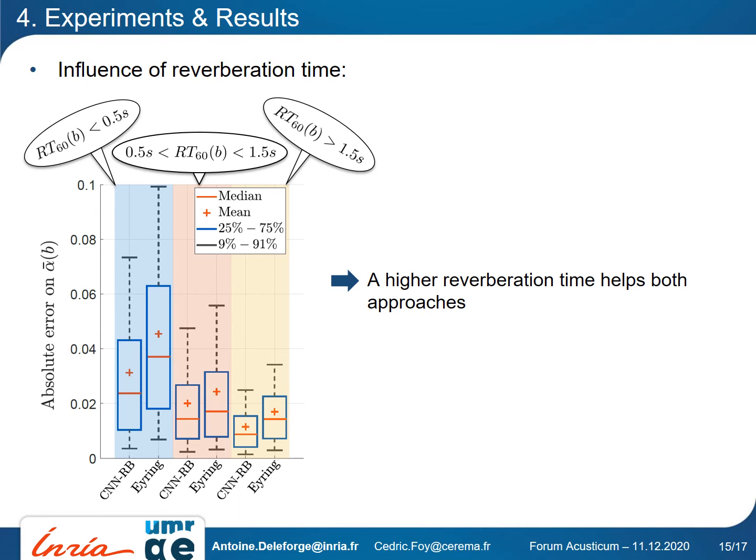We then looked at the influence of reverberation time. The left section corresponds to rooms with low reverberation times, under half a second, the middle section to mild reverberation times, and the last section to high reverberation times higher than 1.5 seconds. We see that the performance of both methods improves with the reverberation time. This is expected for Eyring, as higher reverberation times are known to create more homogeneous sound fields. For the neural network, a possible explanation is that shorter room impulse responses contain less information.